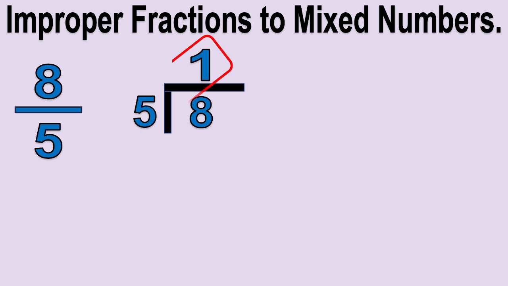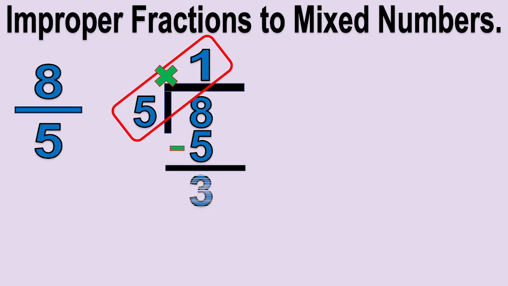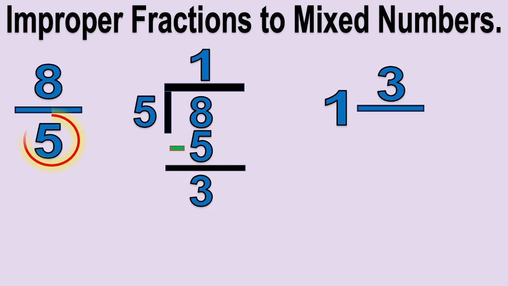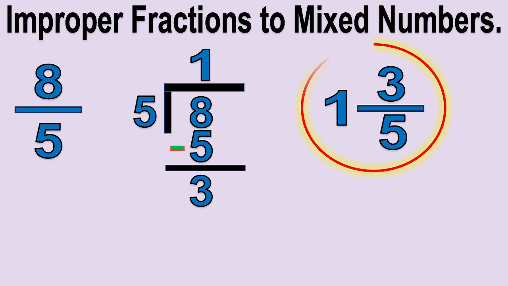Now, multiply the answer and the divisor. 5 times 1 equals 5. Subtract. 8 minus 5 equals 3. The quotient 1 will be our whole number. The remainder 3 will be our numerator. Then copy the denominator here, 5. So, the answer is 1 3/5.